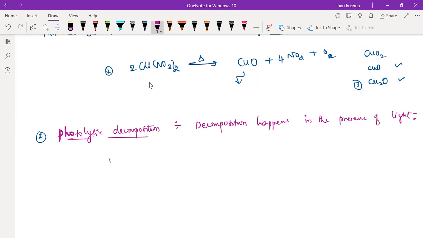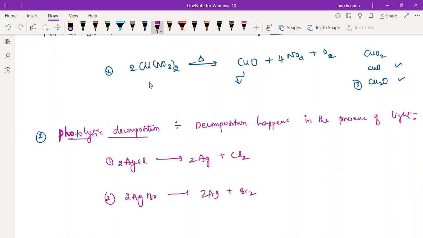Yes, sir. If you take an example like AgCl, upon decomposition we get Ag plus Cl2. Then silver bromide, AgBr, gives 2Ag plus Br2. So, whatever decomposition happens in the presence of light, that is photoelectric decomposition.